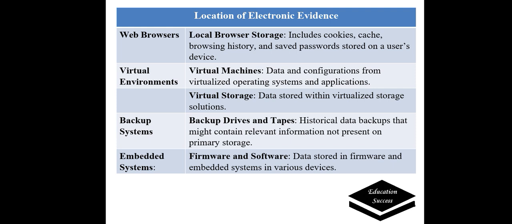These are the locations of electronic evidence. We will see in short that all these locations are nothing but hard drive, solid state drive, mobile devices, cloud storage, network devices, computer systems, removable media, IoT devices, email servers, web browsers, virtual environments, backup systems, and embedded systems. These are all the locations of electronic evidence.